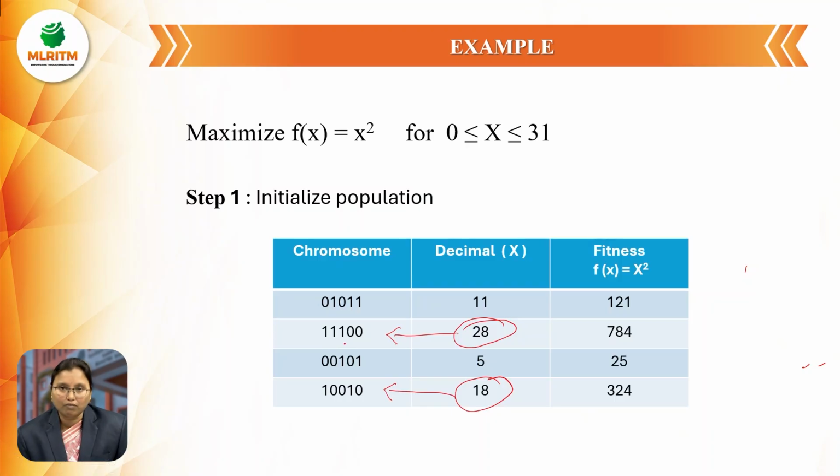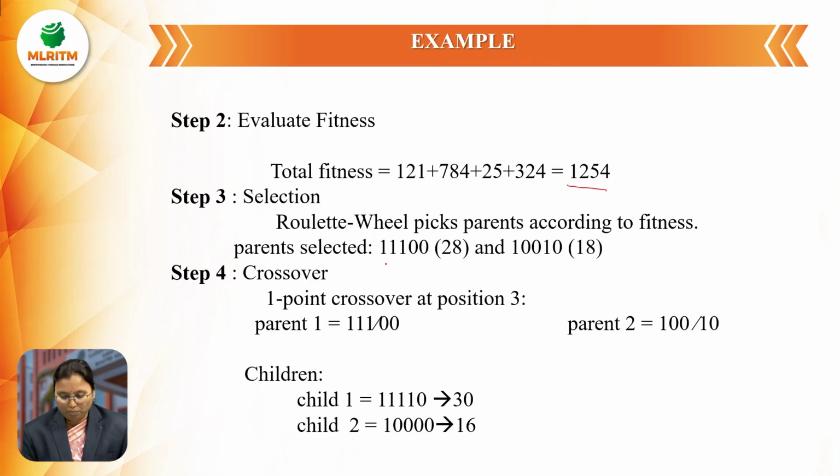Parent 1 is 11100, the value is 28, and 10010 is the 18. I am selecting the highest among these: parent 1 is considered first and the second one is parent 2. So in selection, I am selecting parent 1 and parent 2. Next, after selection, go for the crossover.